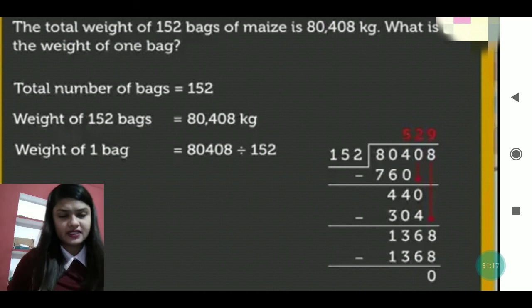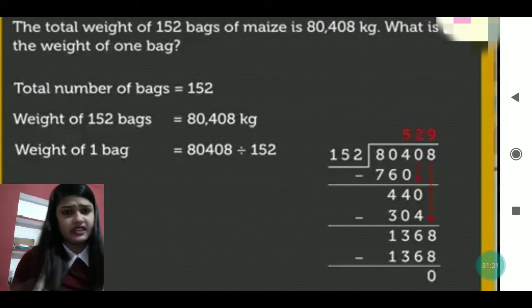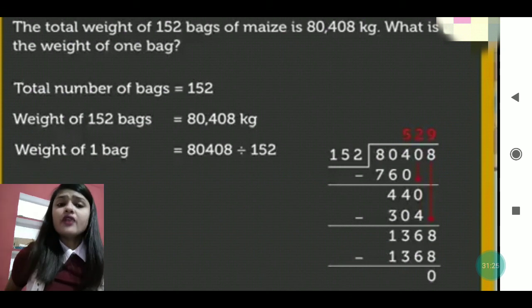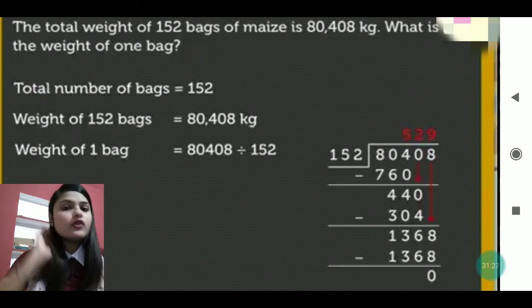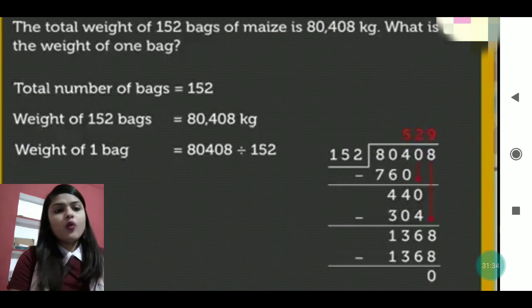The total number of bags, which you know, is 152. The weight of 152 bags is given, 80,408. You have to find the weight of one. So what will you do? You will divide here. 80,408 you will write in the dividend, and 152 you will write in the divisor.